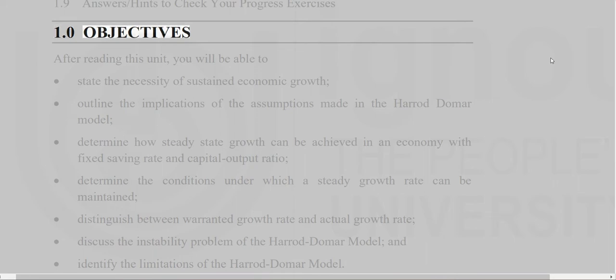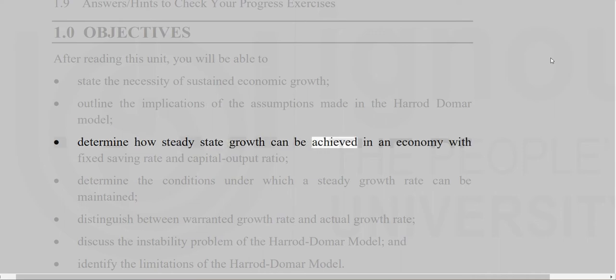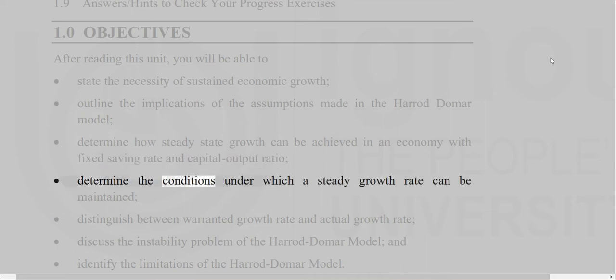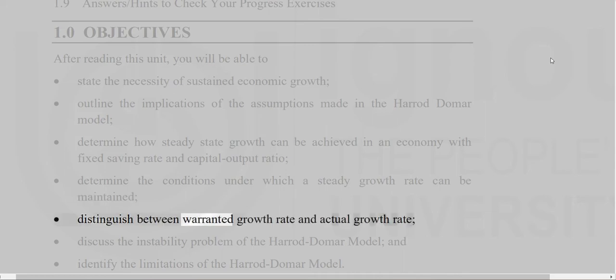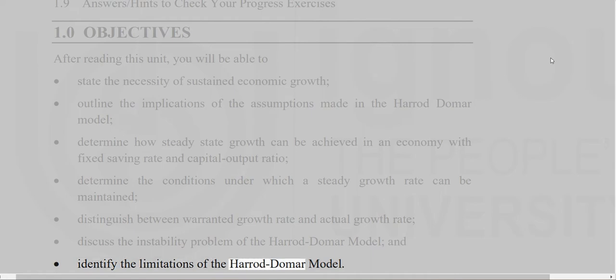1.0 Objectives. After reading this unit, you will be able to state the necessity of sustained economic growth. Outline the implications of the assumptions made in the Harrod-Domar model. Determine how steady-state growth can be achieved in an economy with a fixed saving rate and capital-output ratio. Determine the conditions under which a steady growth rate can be maintained. Distinguish between warranted growth rate and actual growth rate. Discuss the instability problem of the Harrod-Domar model and identify its limitations.